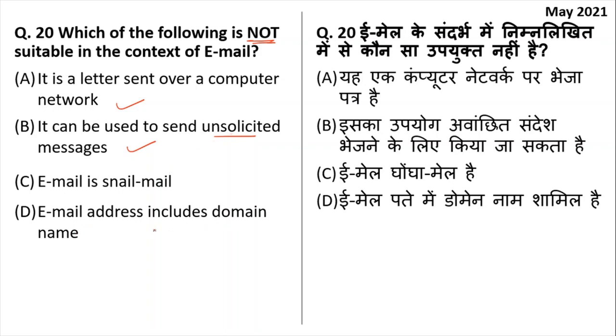Email address includes a domain name. Domain name like .com or .edu. All these are domain names, which are added at the end of the email address. So the statement that is not true is that email is a snail mail. So option C is incorrect.